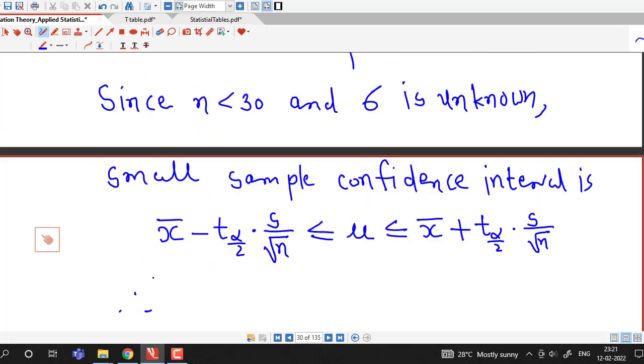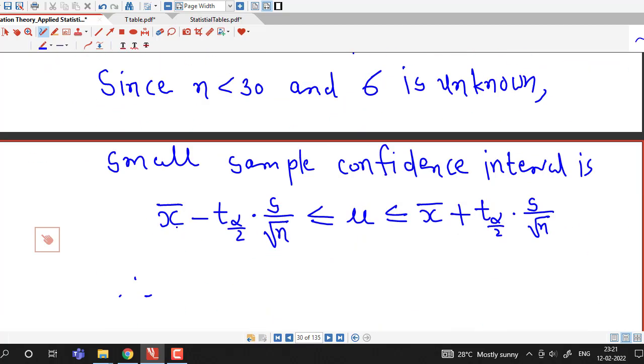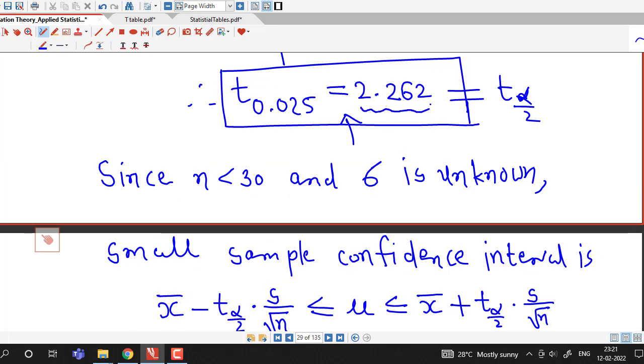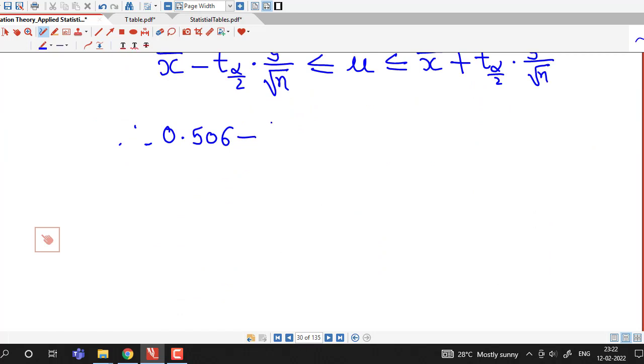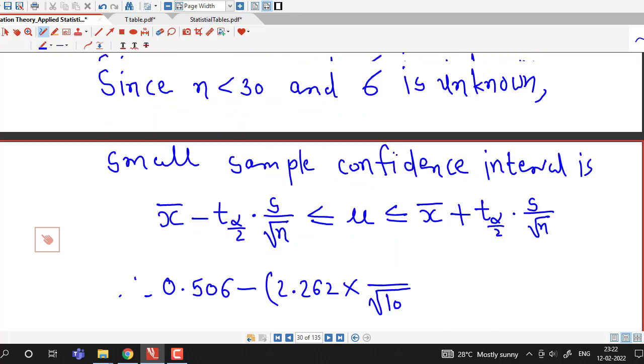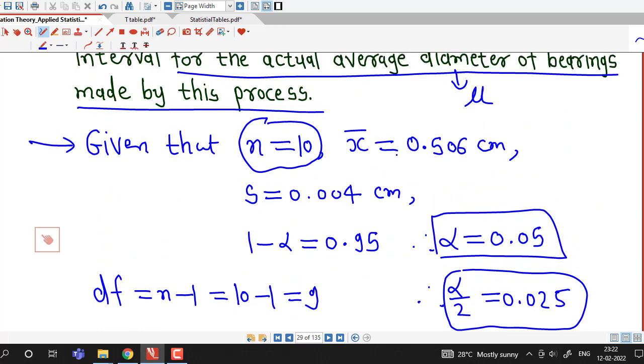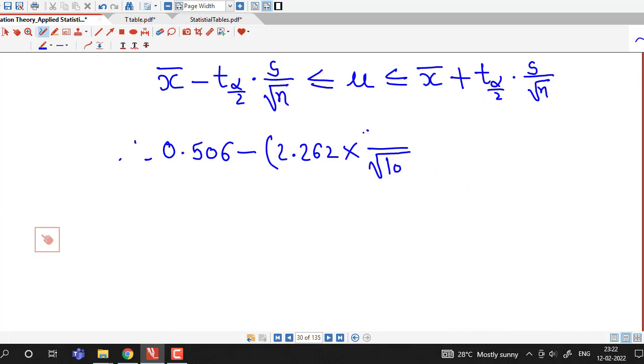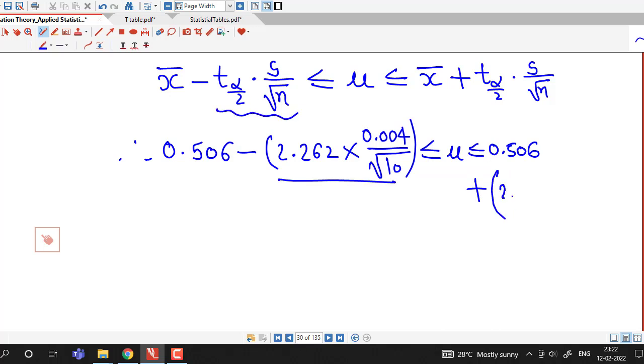Now we have all these values, we substitute them. X bar is 0.506 minus t alpha by 2, that is 2.262, so we write here 2.262 into sample standard deviation 0.004 divided by square root of sample size 10, less than or equal to mean mu, less than or equal to 0.506 plus the same quantity, 2.262 into 0.004 divided by square root of 10.